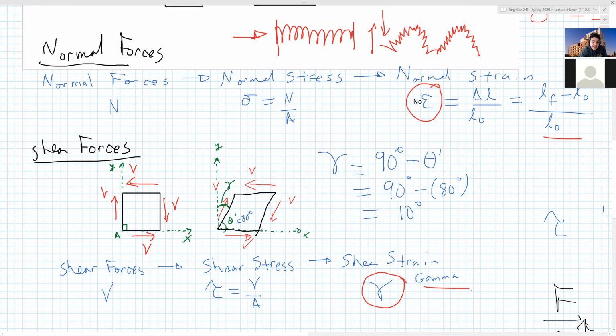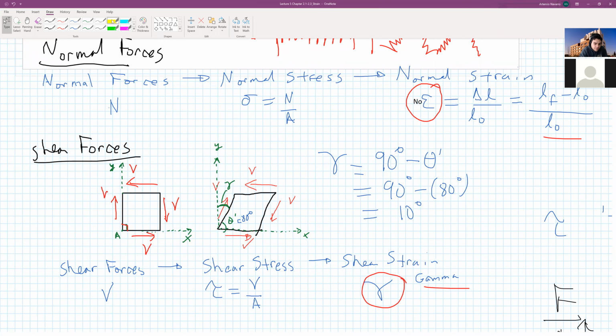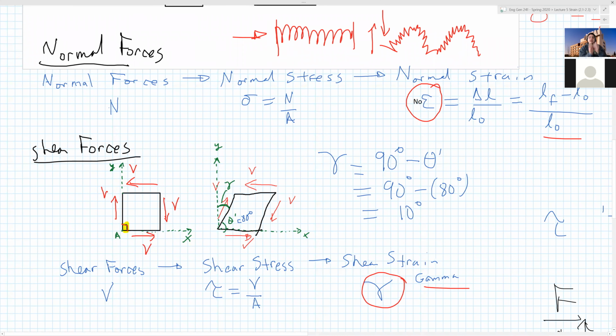And that change in angle, see how before, look at the box. Initially your box was 90 degrees. That's your initial angle. How do you measure angles? You have to measure with respect to two coordinate axes, in this case the X and Y. They have to be perpendicular, because that's how you measure angle. So shear strain is based off of angle.